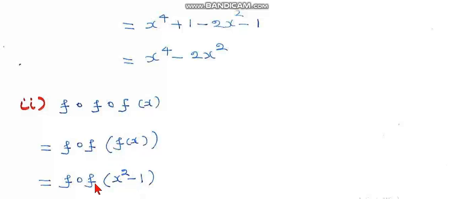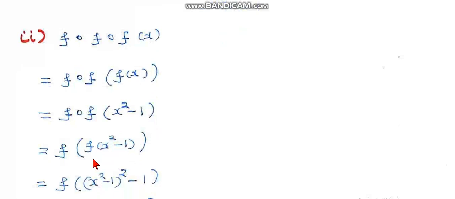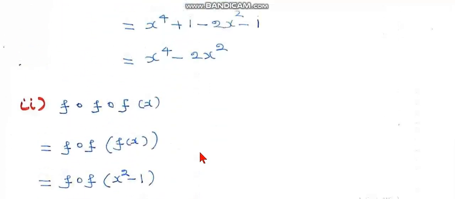What is the rule for f? Rule is square, subtract 1. So x squared minus 1 whole squared minus 1. Now that x squared minus 1 whole squared minus 1 will be operated by f. What is the rule? Square, subtract 1. So square the whole thing, subtract 1. Simplify. a minus b whole squared: x power 4 plus 1 minus 2x squared, minus 1 the whole squared minus 1. That is x power 4 minus 2x squared the whole squared minus 1. So that is f dot f of x.